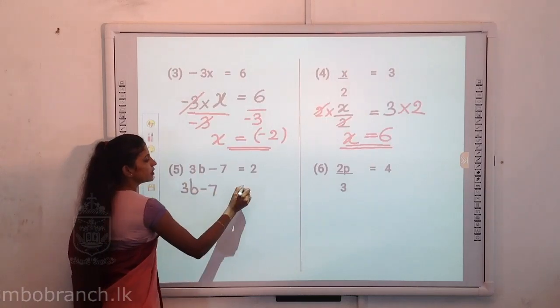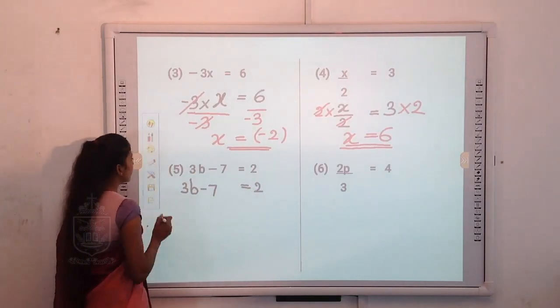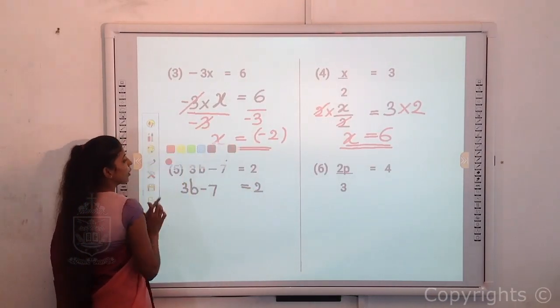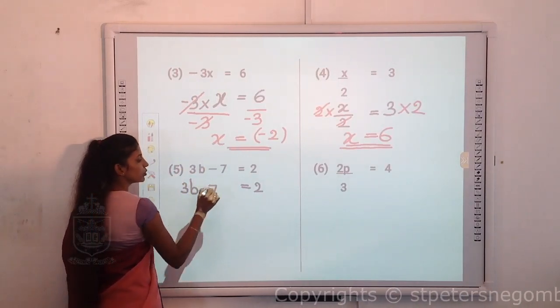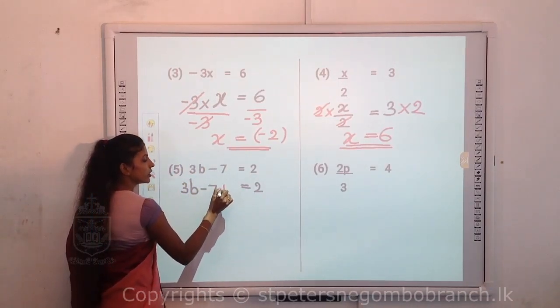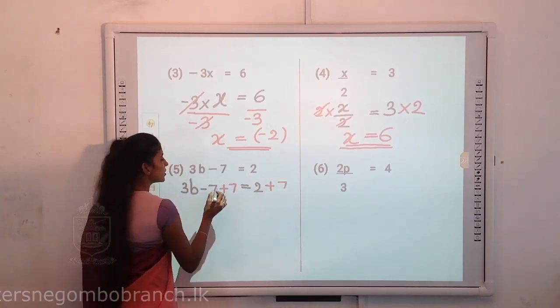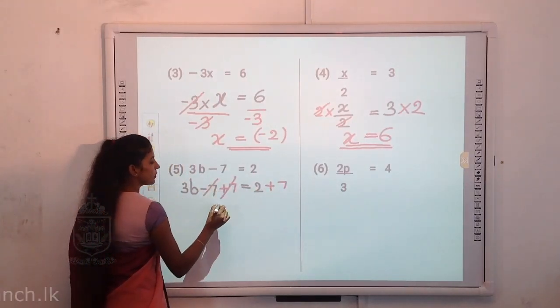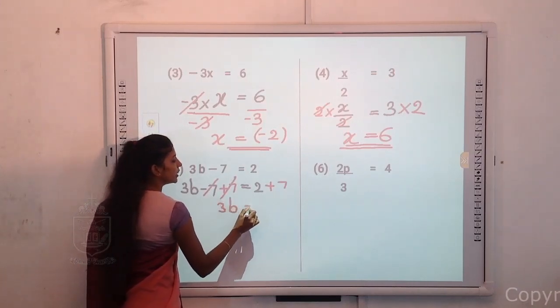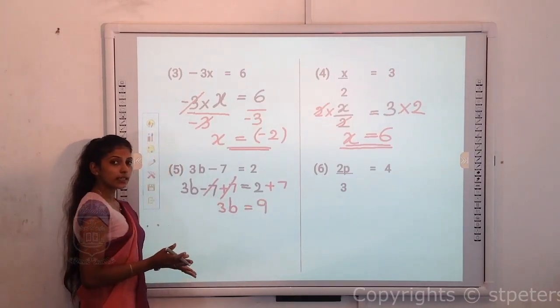How to cancel minus 7? 3b minus 7 equals 2. So in cancelling minus 7, what do you have to do? If it is minus 7, you have to add 7 to both sides, plus 7. So this 7 cancels. What is remaining? 3b equals 9. What is our next step?